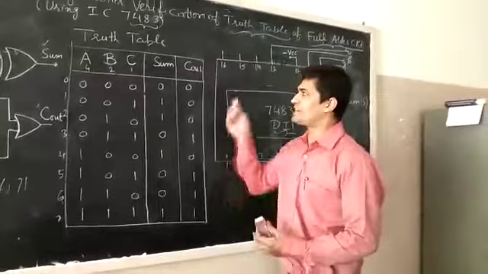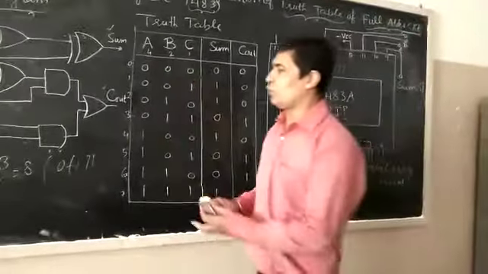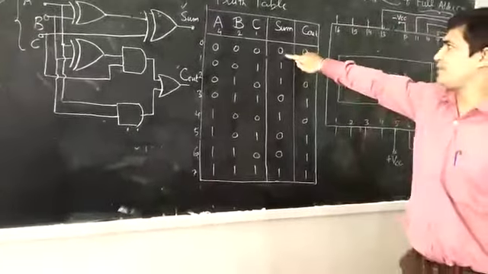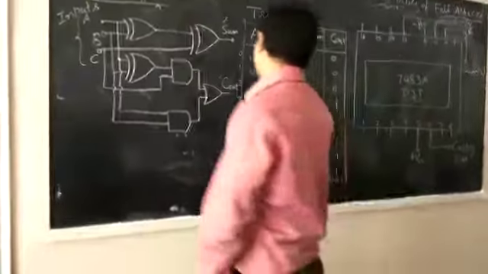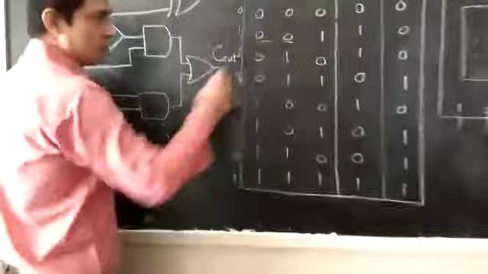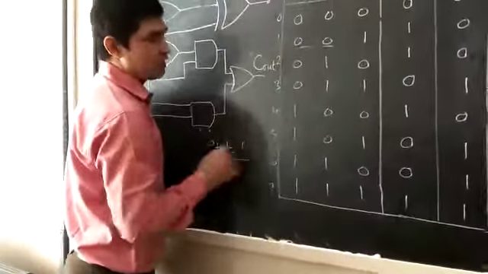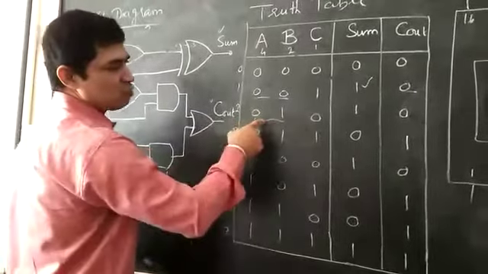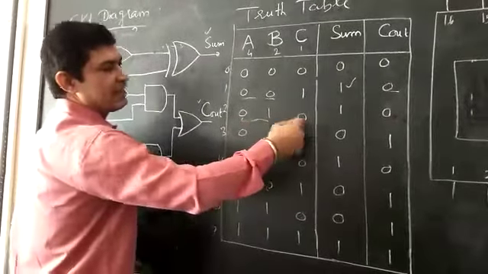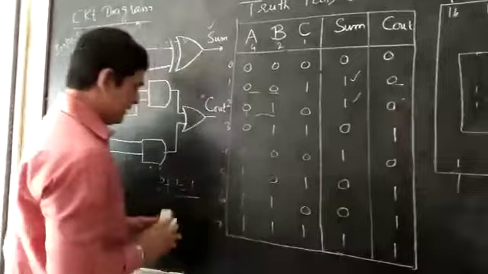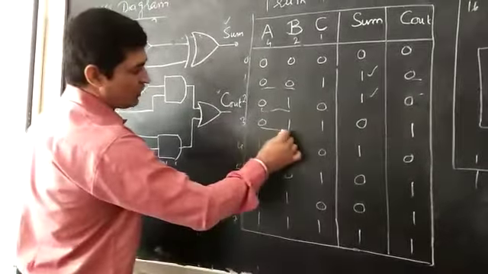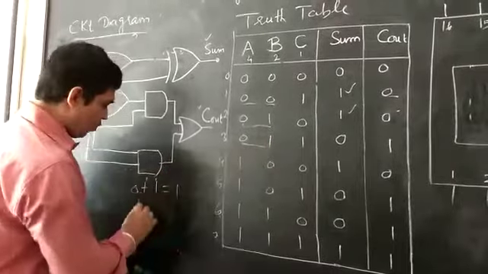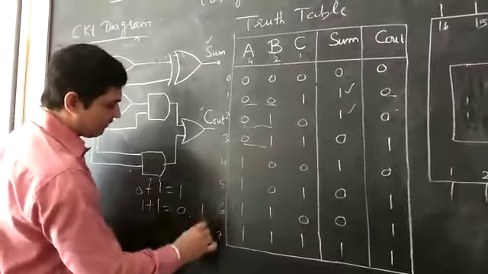Now we have to check its result. 0 plus 0 plus 0 is 0. So sum 0, carry 0. Next, 0 plus 0 plus 1 is 1. So here you will find sum 1, carry 0. Next, again 0 plus 1 plus 0 is 1. Sum 1, carry 0. Next is 0, 0 plus 1 plus 1, that is 0 with carry 1.